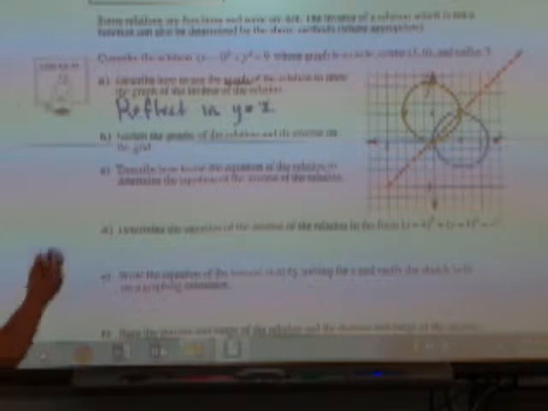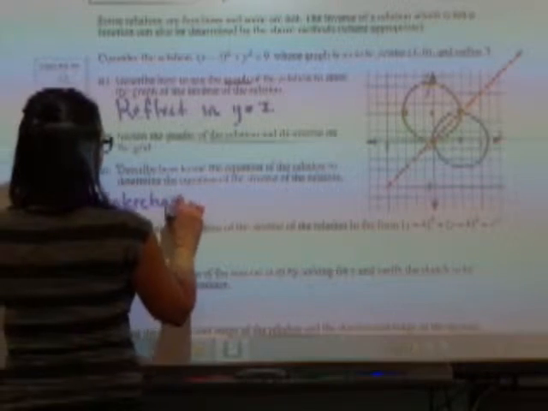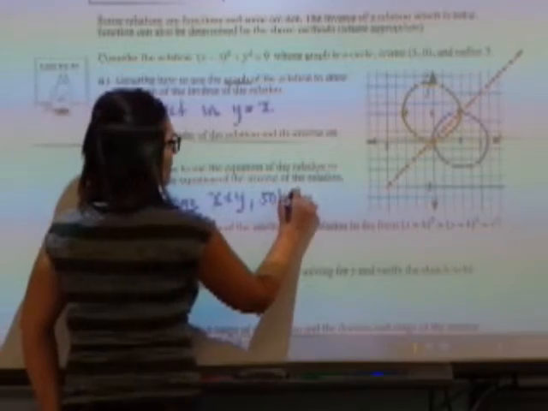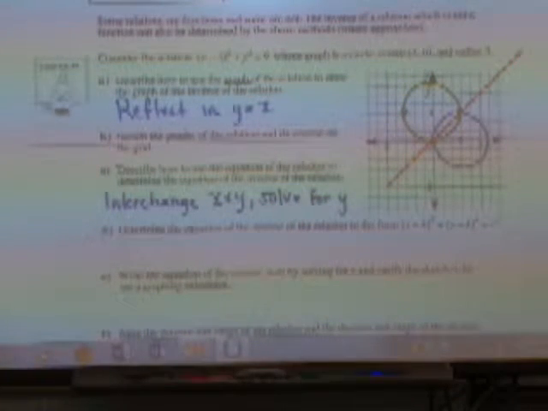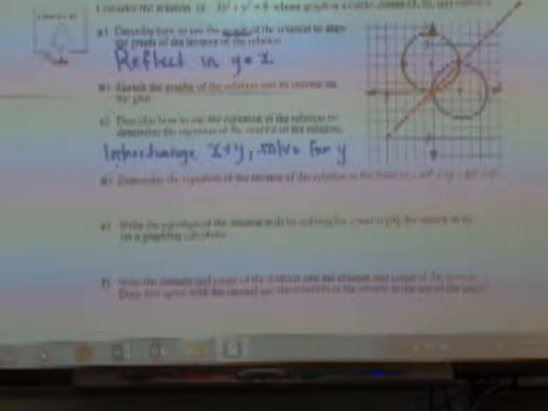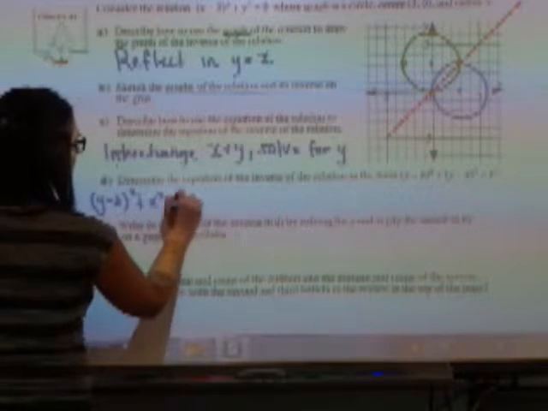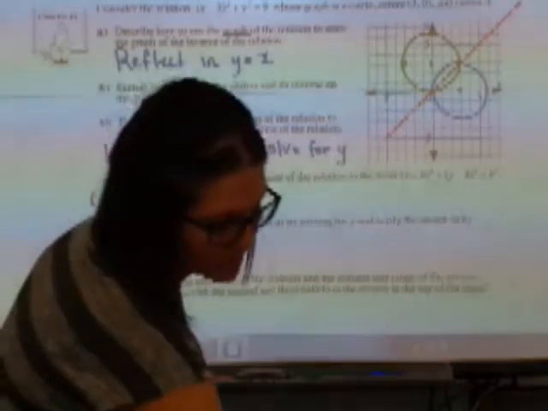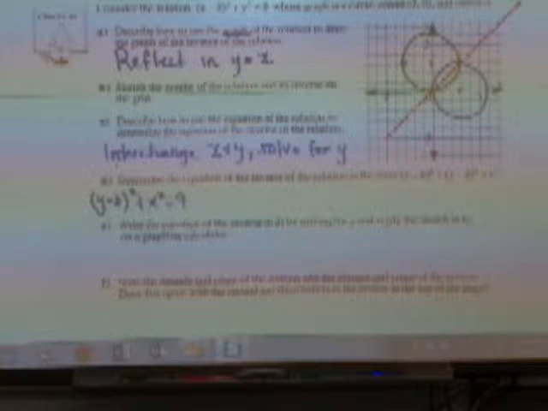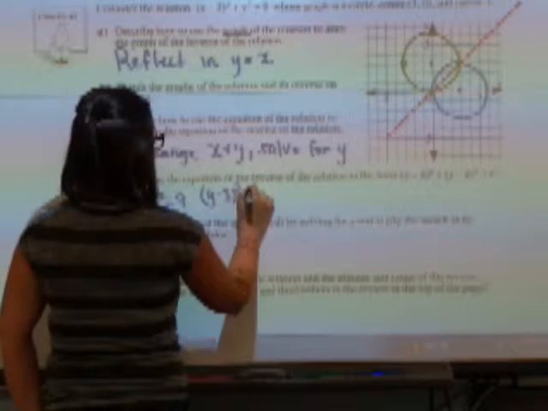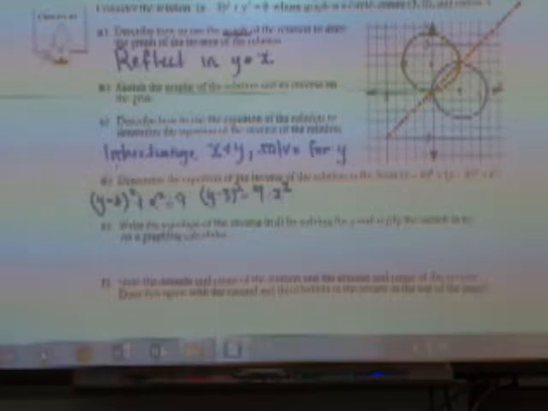Change x and y. So interchange x and y, and then solve for y. So if I look at my equation, instead of x minus 3, I have y minus 3 squared plus x squared would equal 9. How would I solve or isolate the y variable? Subtract x squared. So y minus 3 squared will equal 9 minus x squared.